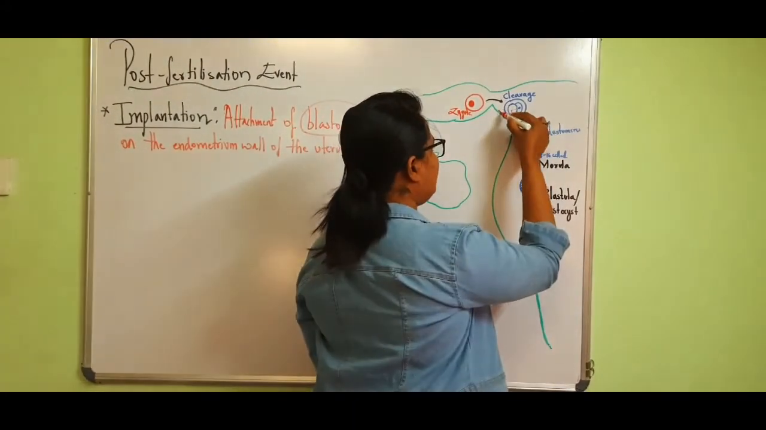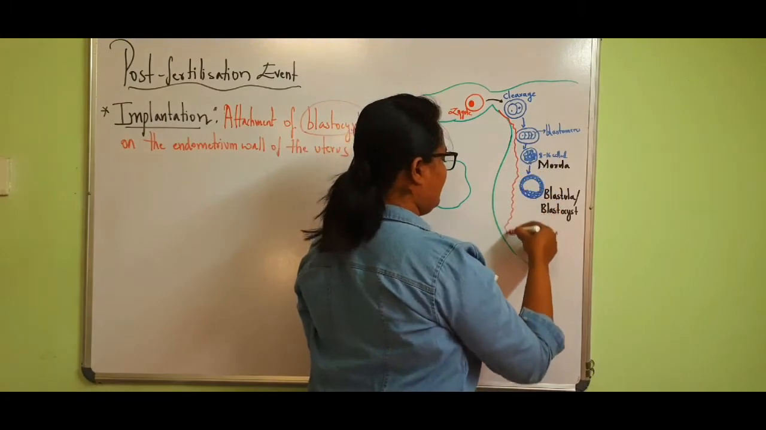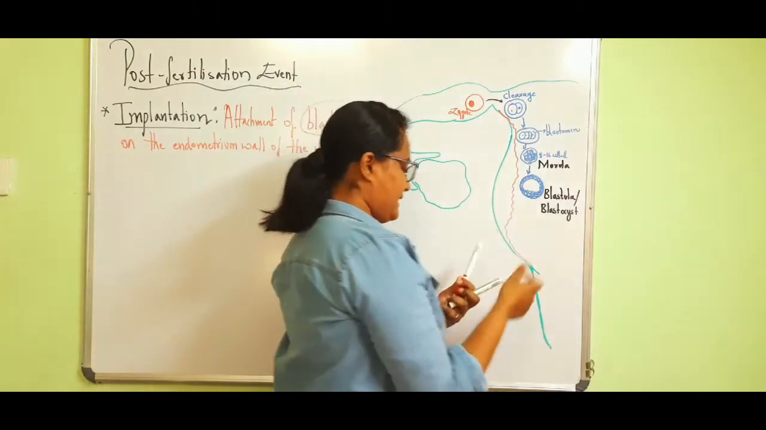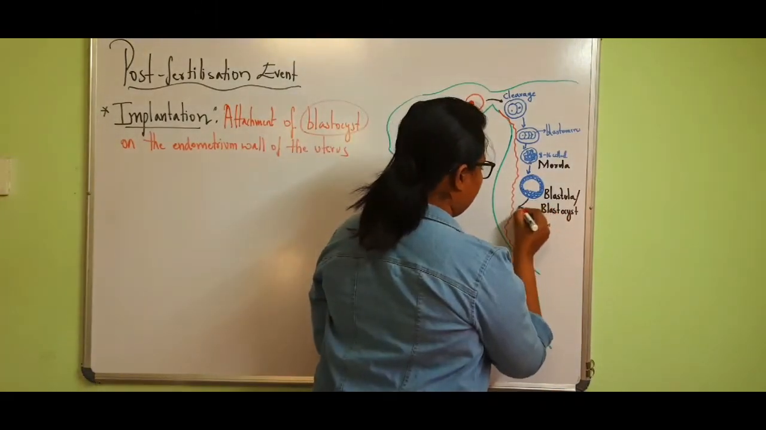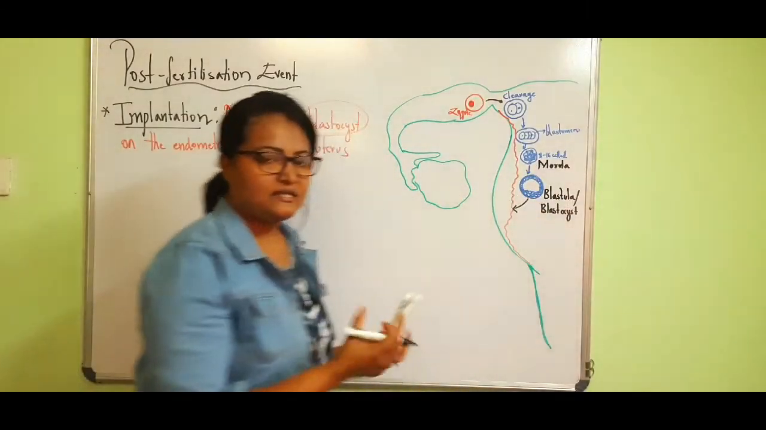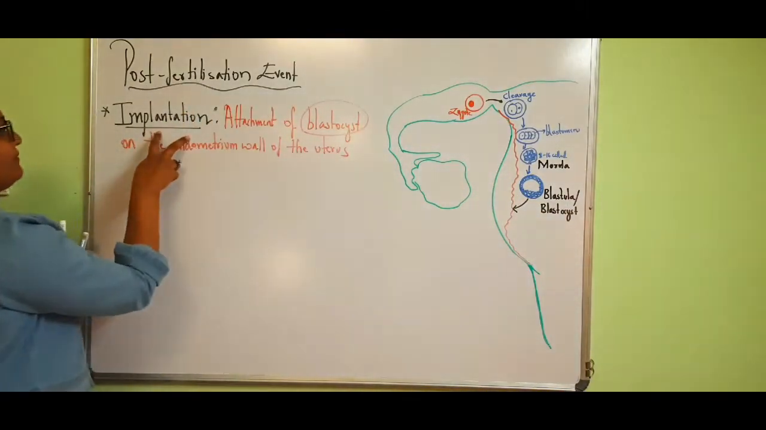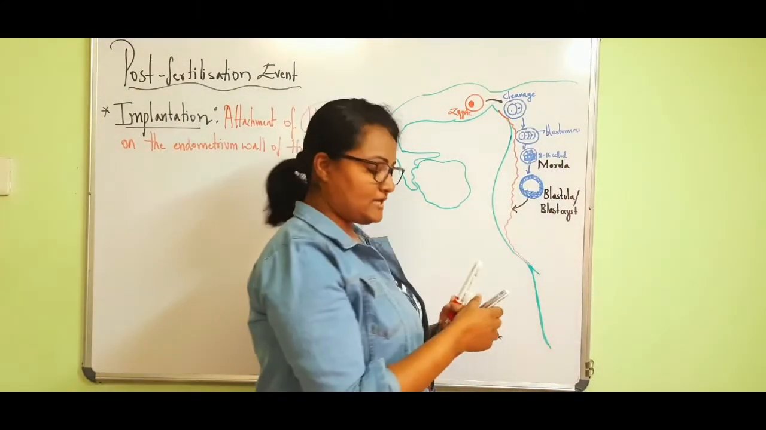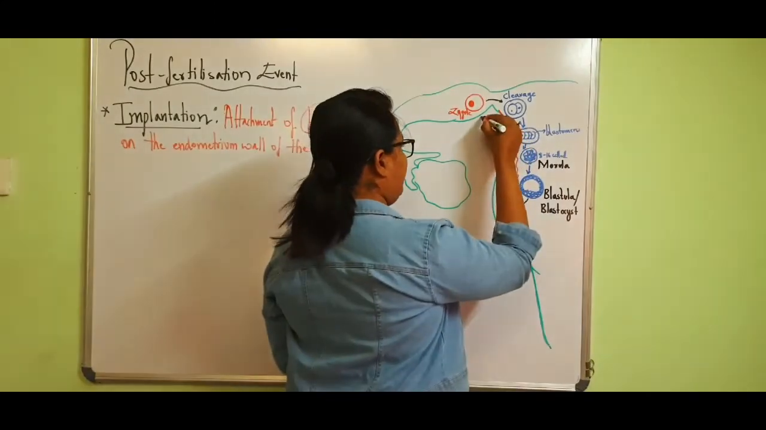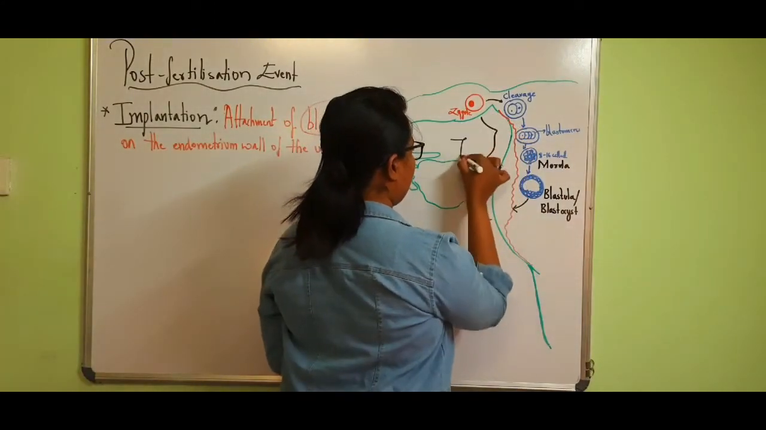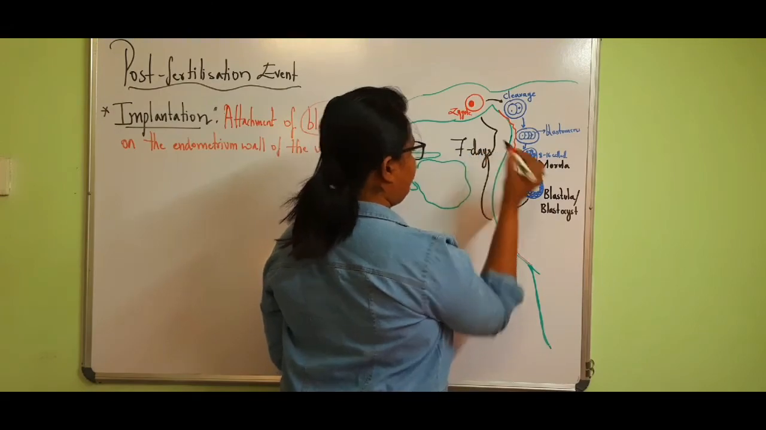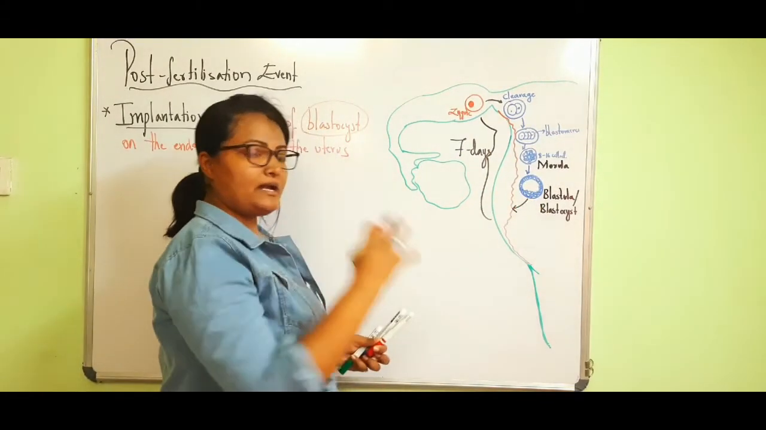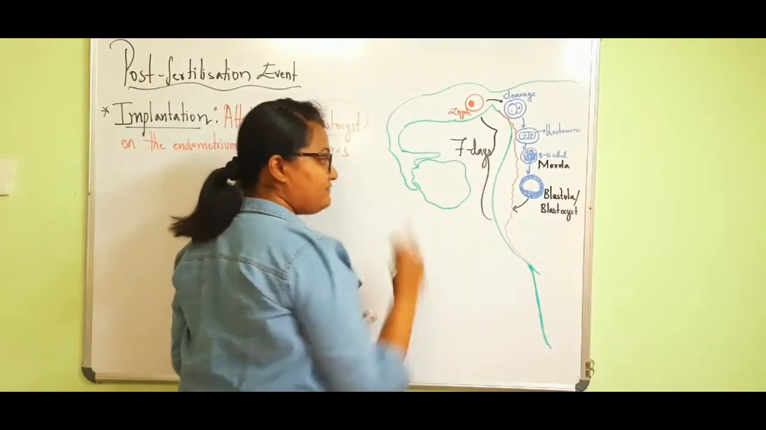This blastocyst, what happens? They now get attached to the endometrium wall. This attachment we call implantation, and from the zygote they travel and they attach. It will take usually 7 days after the fertilization. The blastula attachment, that is implantation, is at 7 days.